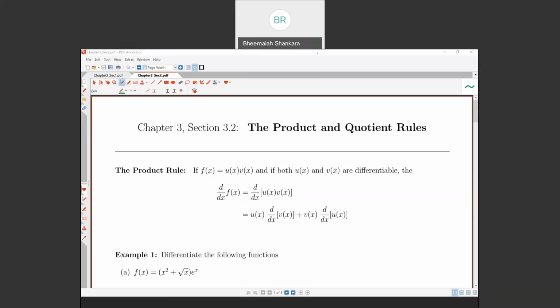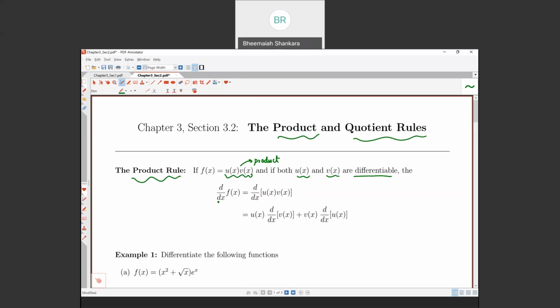In this section, we will learn about the product and the quotient rules of differentiation. So here is the definition of the product rule. Suppose the function f of x is defined as the function u of x times v of x. So you are seeing the product of two functions here, u and v, where u and v are differentiable functions.